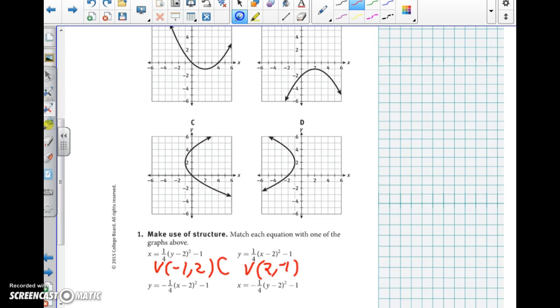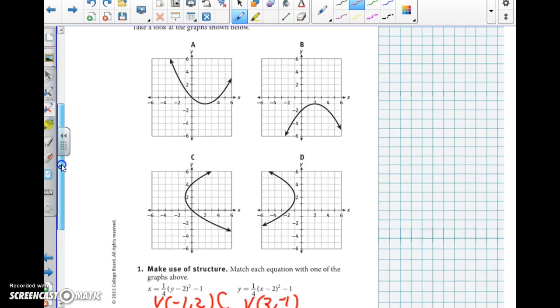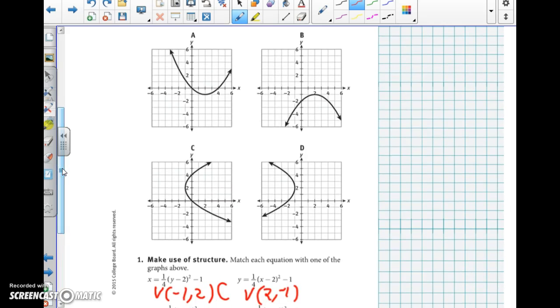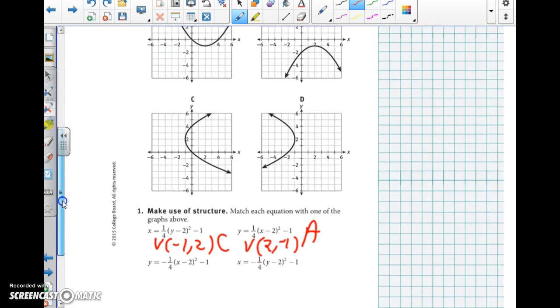All right, so what are your choices? You've got B and A. It's correct, so 2, -1 is B and A. Now look, we've got 1/4. So is the P going to be positive or negative? Positive. Since the P is positive, which one would it have to be? It would have to open up, and therefore it's going to be A. Very good. You got it. Good job. That's correct. All right, let's go to the third one.